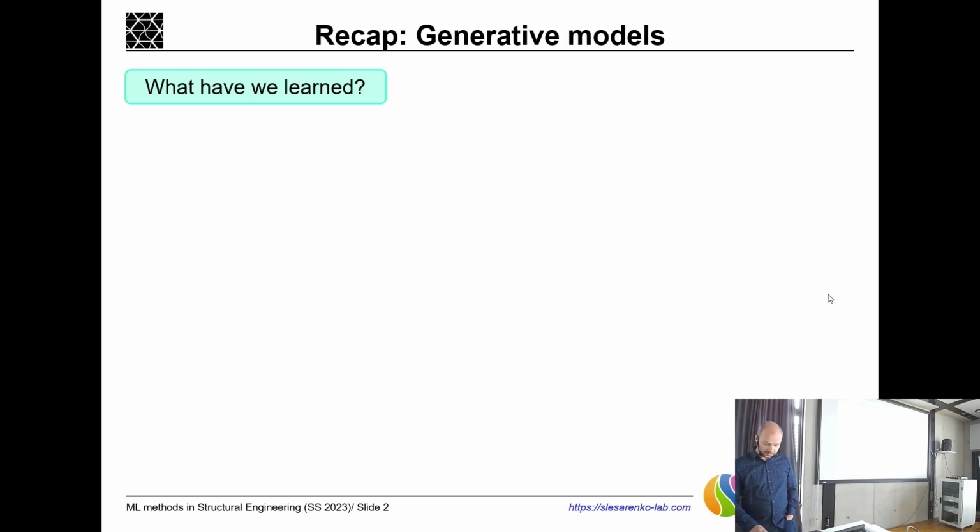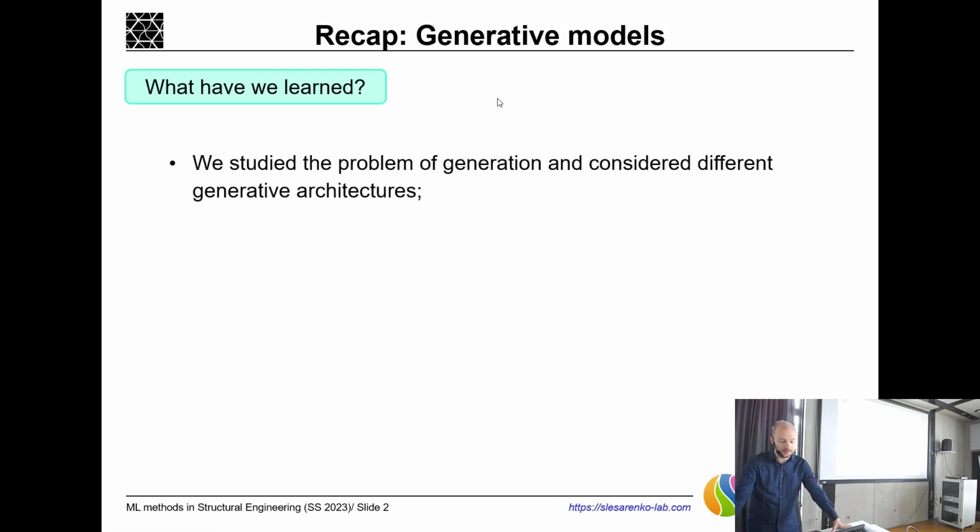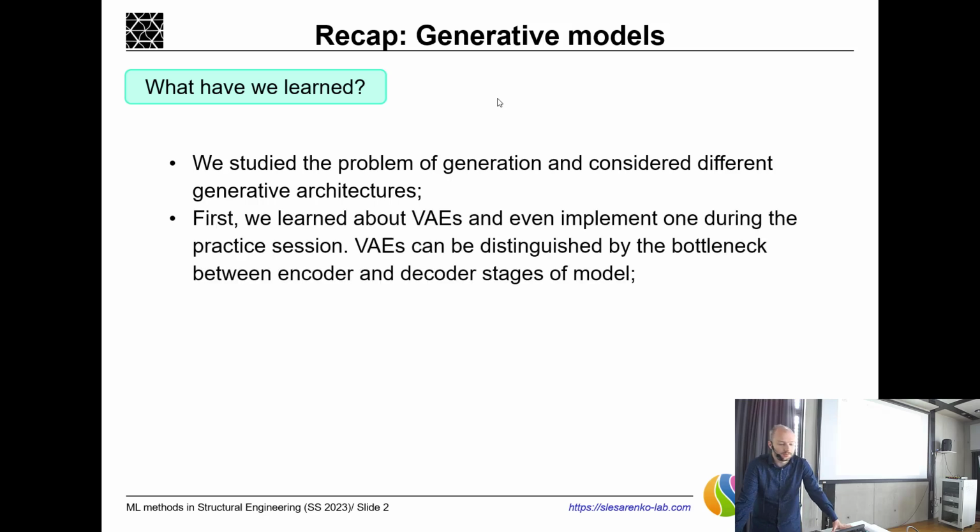We will start again, as usual, with a recap. What have we learned previously? We studied the problem of generation for two lectures and considered different generative architectures. We learned about variational autoencoders and even implemented one during the practice session. They can be distinguished by the bottleneck between encoder and decoder stages of the model. That's one of the tricks to immediately see a variational autoencoder, or an autoencoder in general: you have an encoder part, a decoder part, and some bottleneck between them.